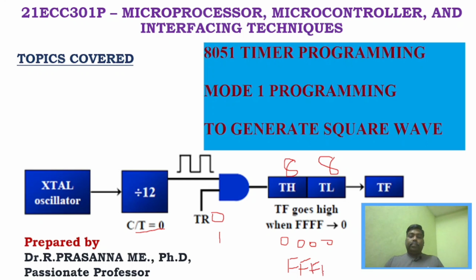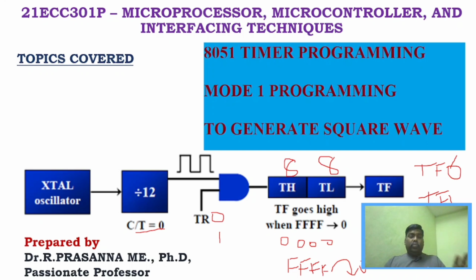And after FFFF, once again it will reset to 0, that is, it will roll back to 0. At that time overflow will happen, which means after reaching FFFF and rolling back to 0, it will set the TF flag. What is the TF flag? It will be TF0 or TF1, the timer overflow flag. If you are using timer 0, it will be TF0, and if you are using timer 1, it will be TF1. So the interrupt will be enabled. This is the normal operation of mode 1.